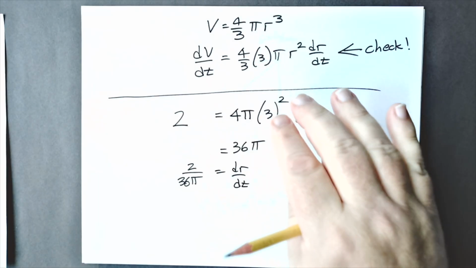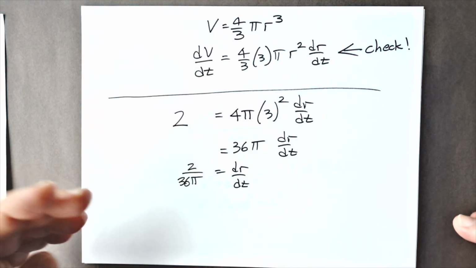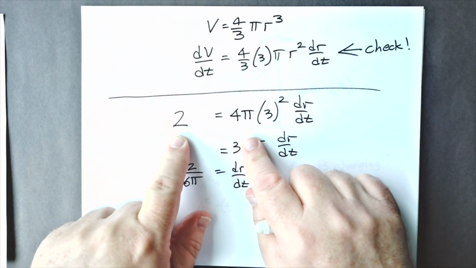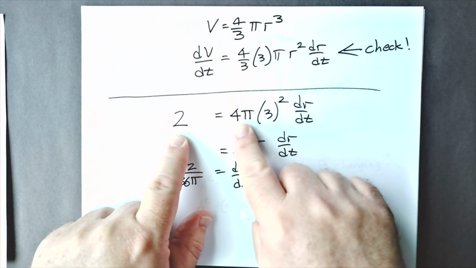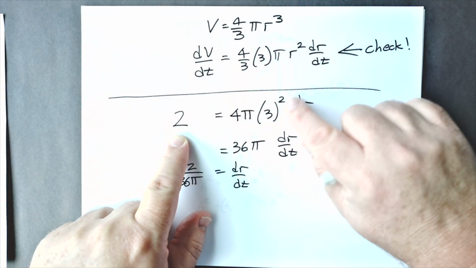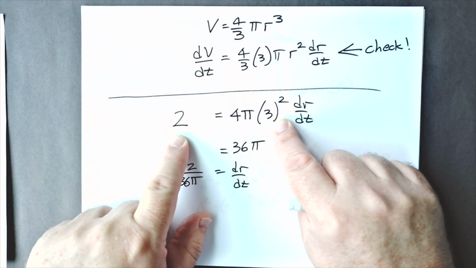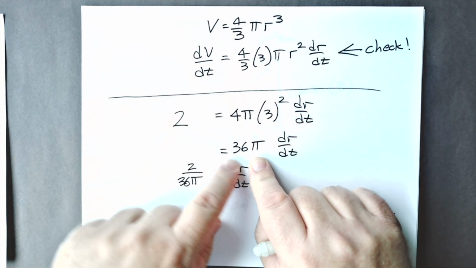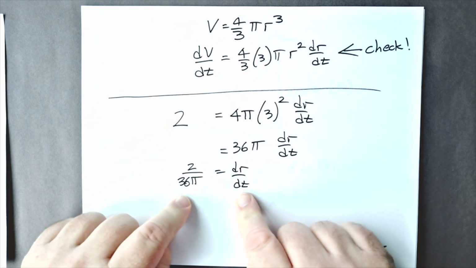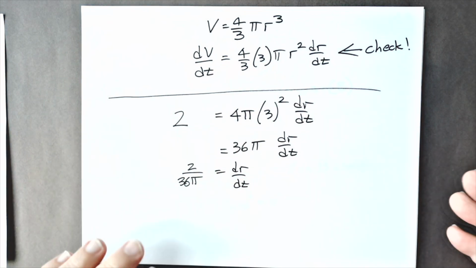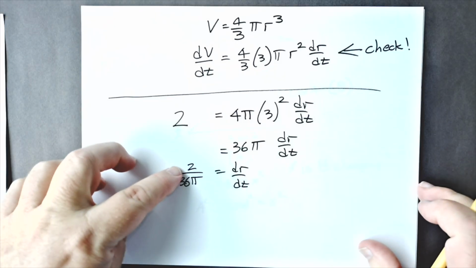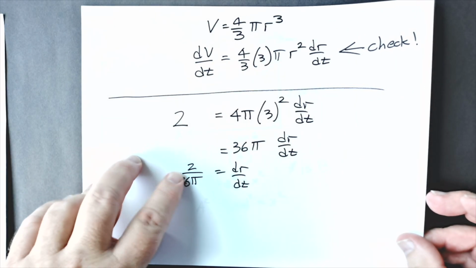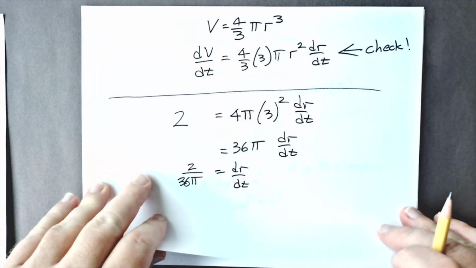So from here, we can simplify and plug and play. Just plug things in. dV dt, that change in volume, came from the problem itself. I can simplify that to 4 pi. I can plug in the r. That came from the problem itself. And then I get this side is 36 pi. Divide both sides by 36 pi, and then that's my dr dt. That's the answer. So the radius is changing at, well, 2 over 36 pi is 1 over 18 pi. So that's the rate of change of the radius.